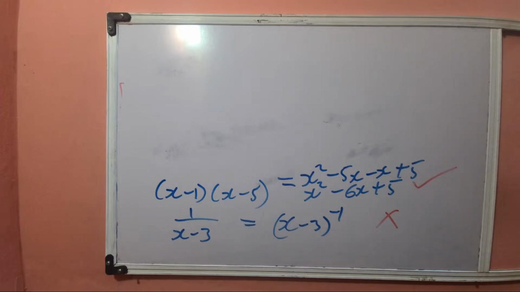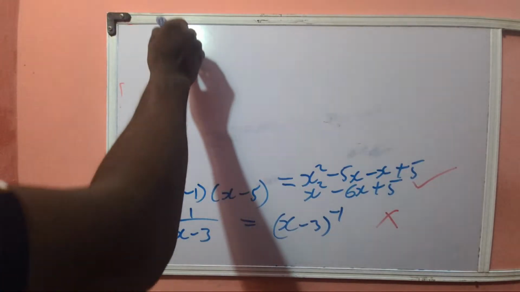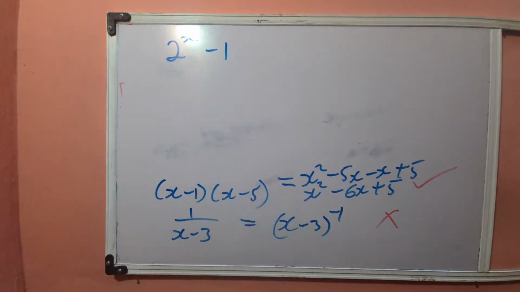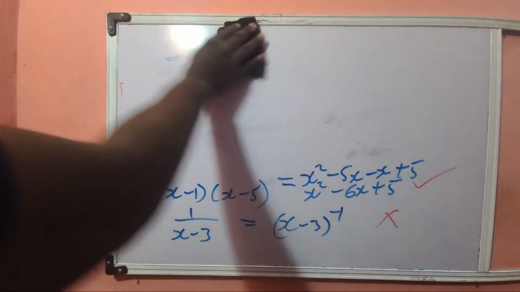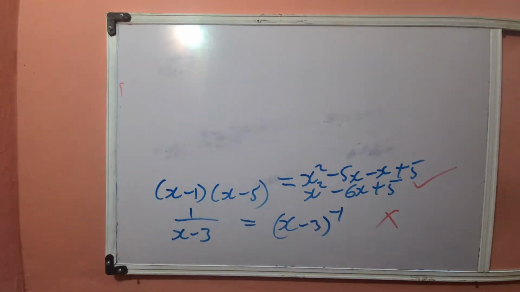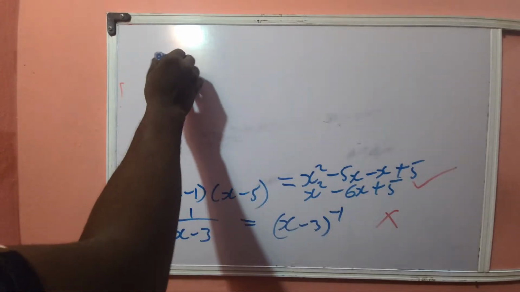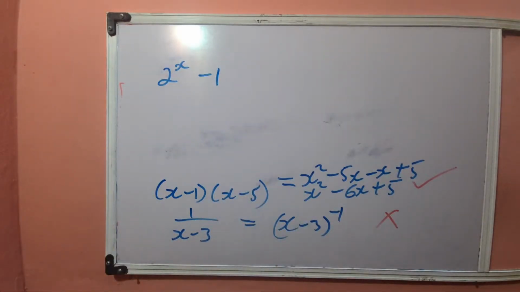Let me see this particular question. Let me see what you do with it. 2 raised to power x minus 1. Is this a polynomial? Do we call this a polynomial? Please confirm if you can see that clearly. People are saying no, it's not a polynomial. Why is it not a polynomial? Do we all agree with that, or do we have an argument against it?